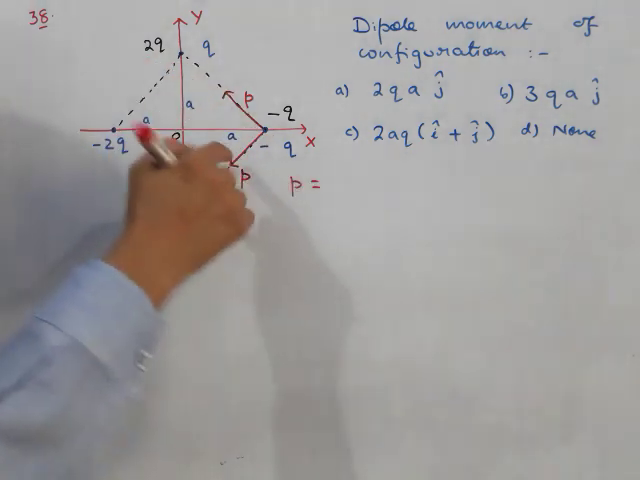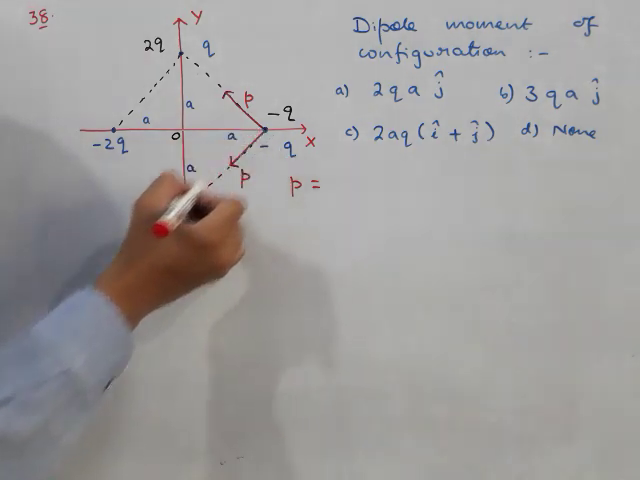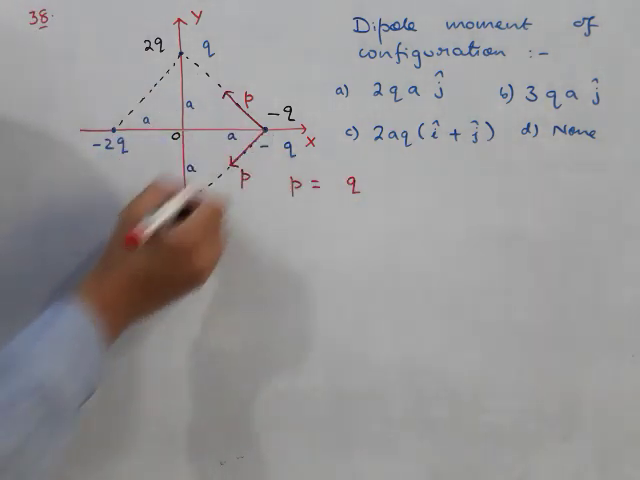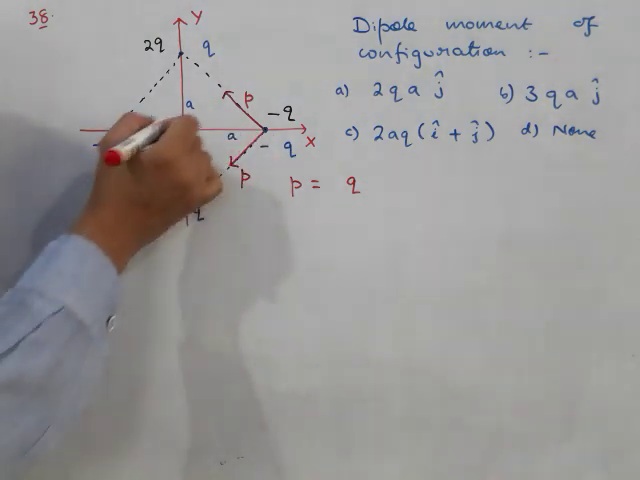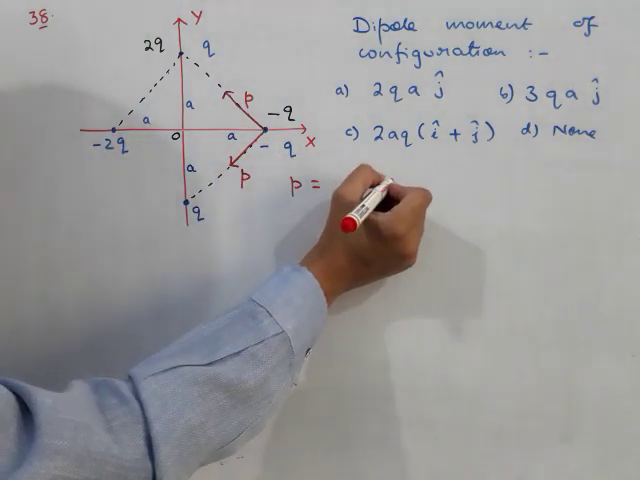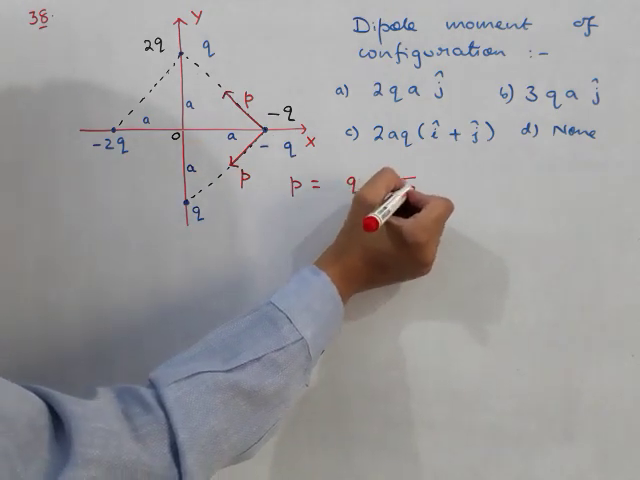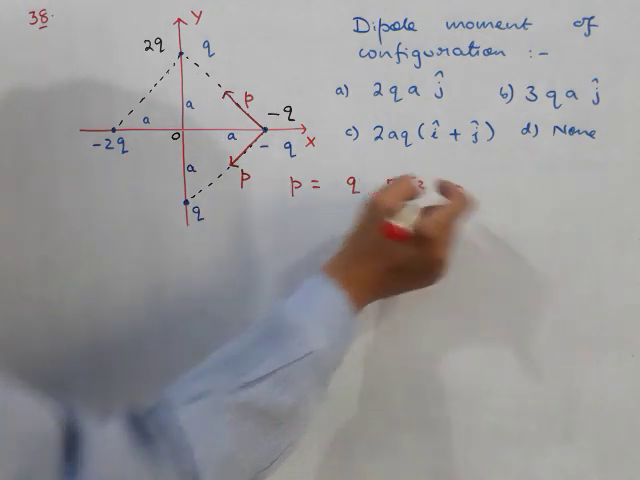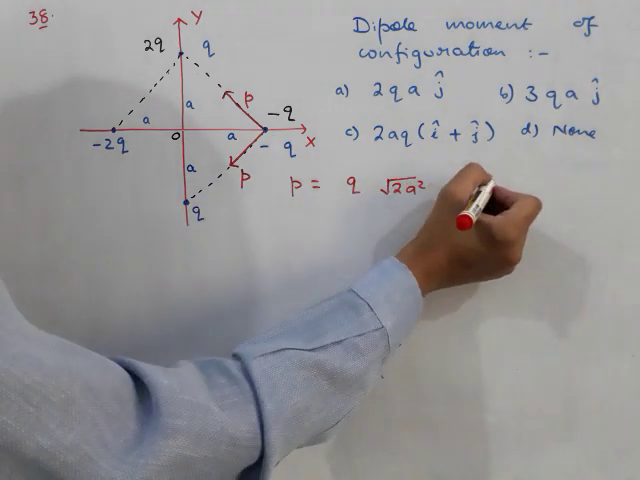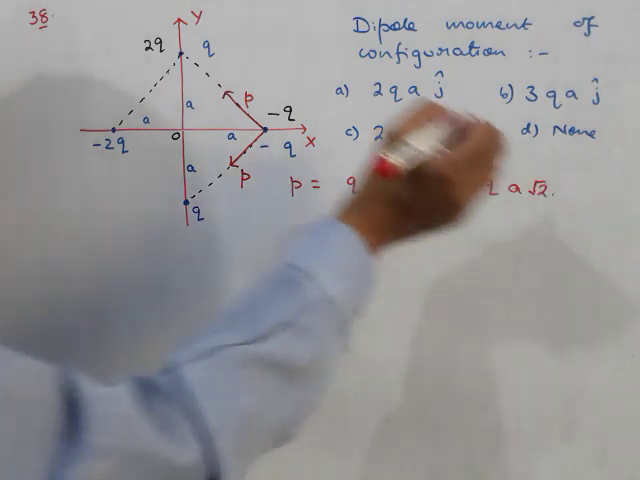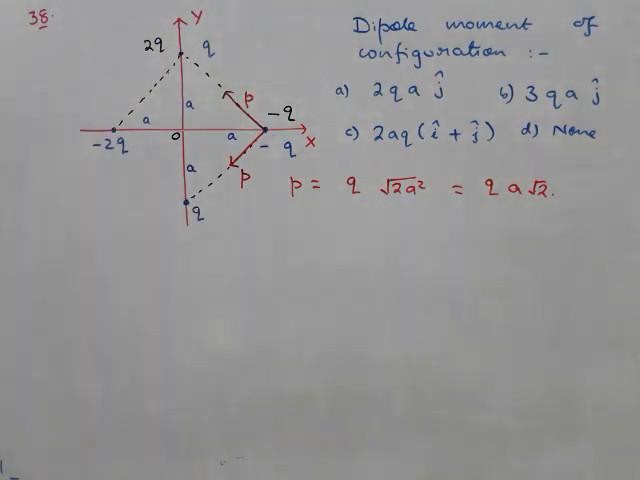What is the value of P? P is equal to, what is the value of this dipole moment? Either of the charge, that is Q, multiplied by the distance between them. What is this distance? You can use Pythagoras theorem: under root a square plus a square, that is 2a square, which is nothing but a times root 2. So we'll have q, a, and root 2. So this is the dipole moment of one of the dipoles.